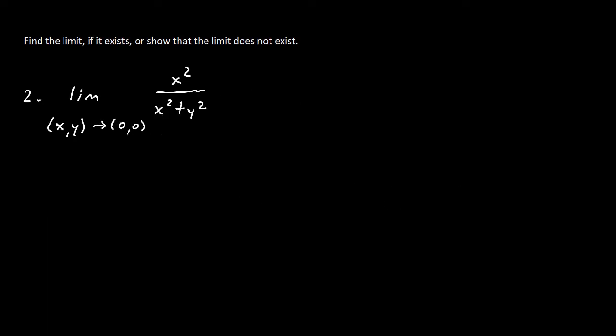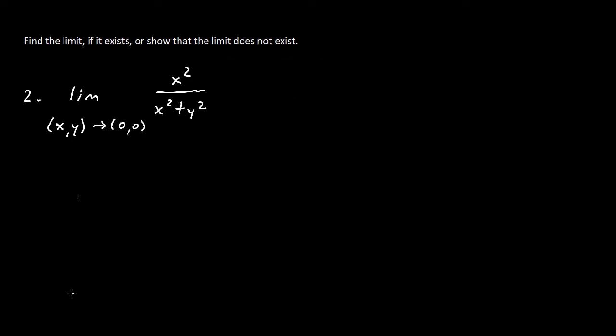So for number 2, we have the limit of x squared over x squared plus y squared as x and y approach 0 and 0. So if we do direct substitution here, we'll get 0 squared over 0 plus 0 is 0. And so that's an undefined answer. And so we cannot use direct substitution in this case. So what we have to use is a different method.